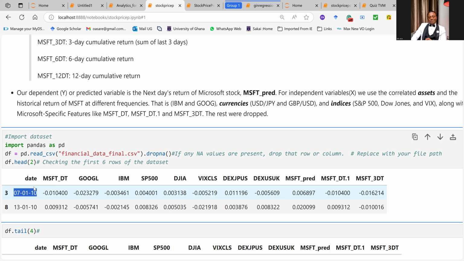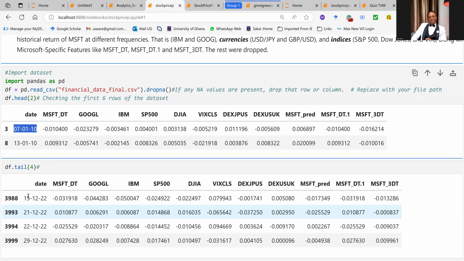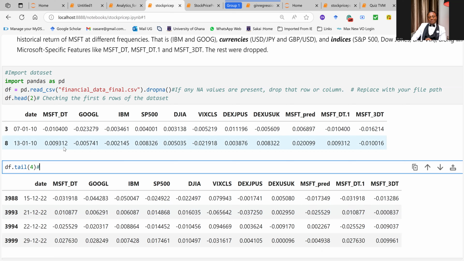But because you have cleared some variables and all that, now it starts from 7th January 2010. And then the next command at the bottom here will also show you the tail of the data. So even after removing some rows, you will notice that the data is still showing 3,999 observations. Of course, some of them are empty. When you look at the data information, we'll get to the exact number of observations.